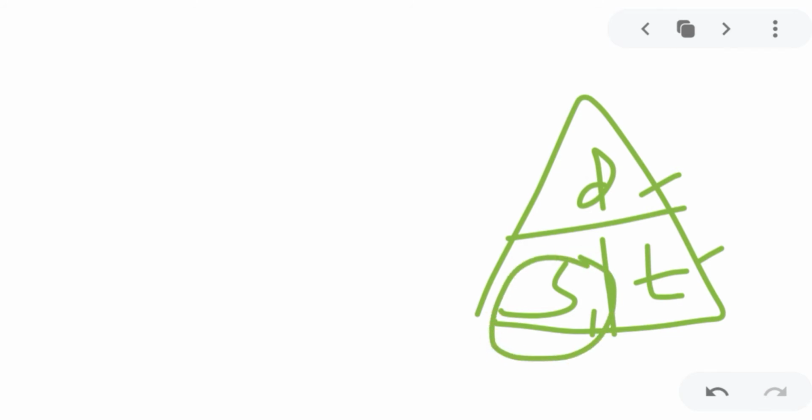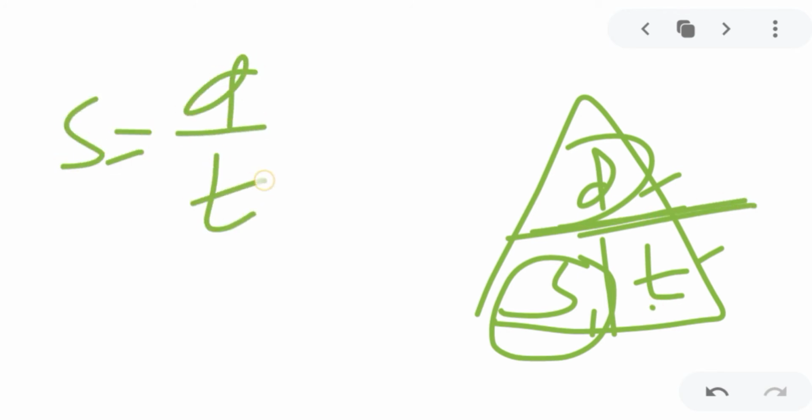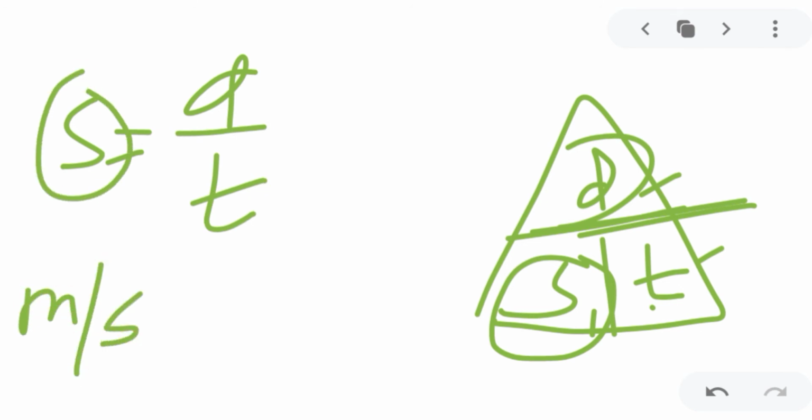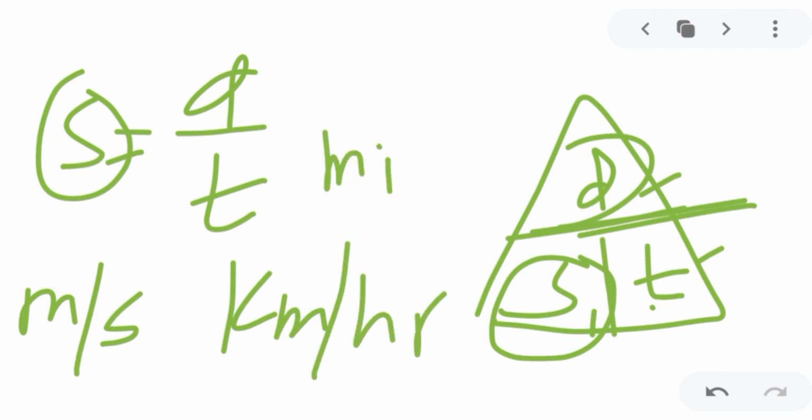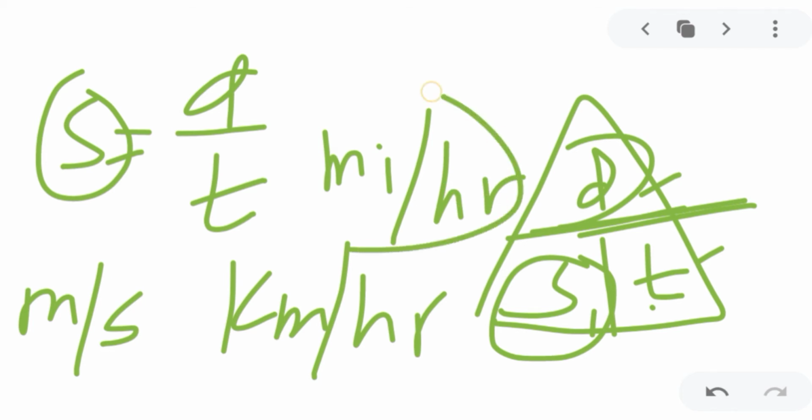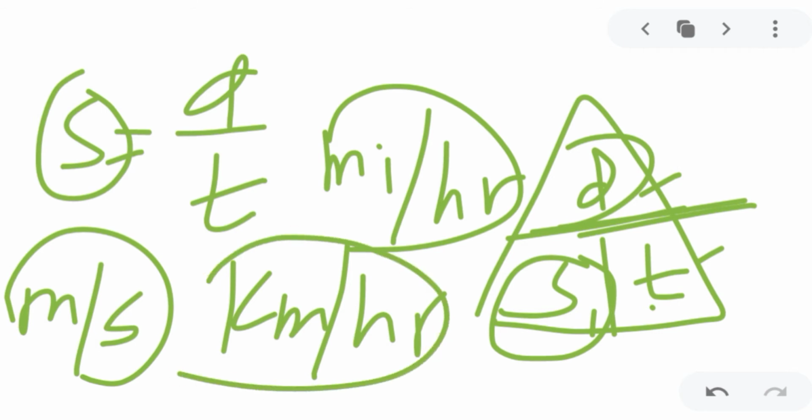So for speed, let us start with this. We can define this as how much or how long a distance has been covered. So the formula for speed is distance over time. Speed is usually expressed in units of meters per second, kilometers per hour, or miles per hour. You can determine what quantity it is based on the units of the magnitudes or numbers given.